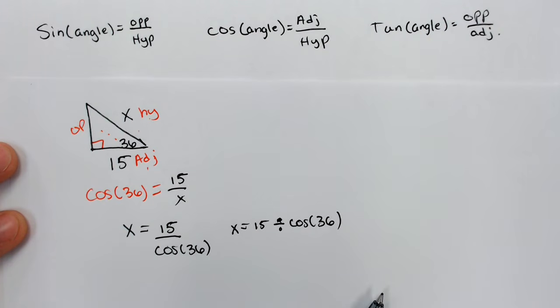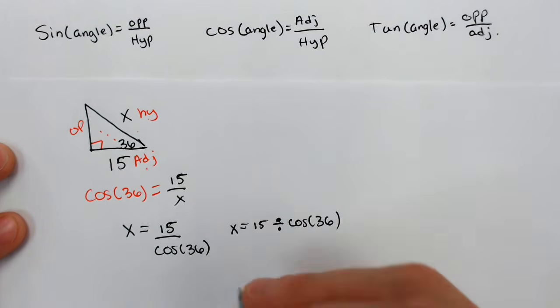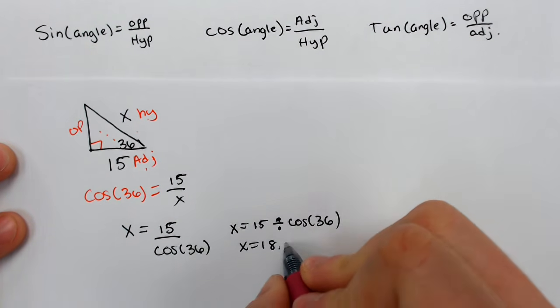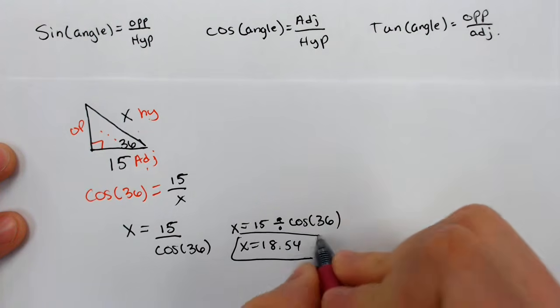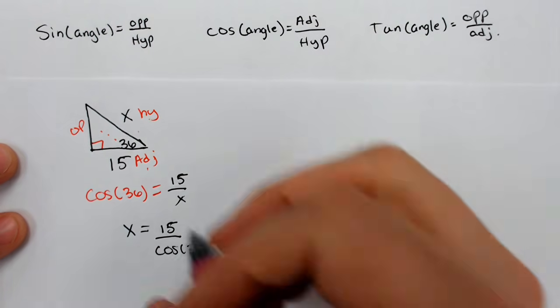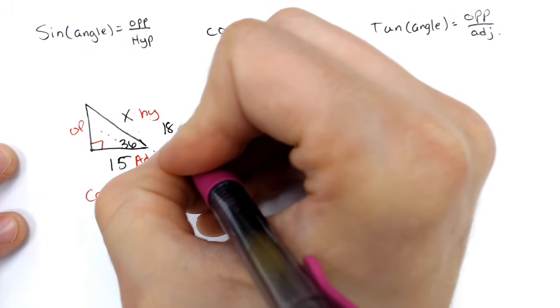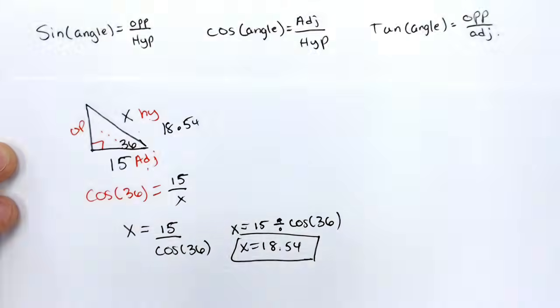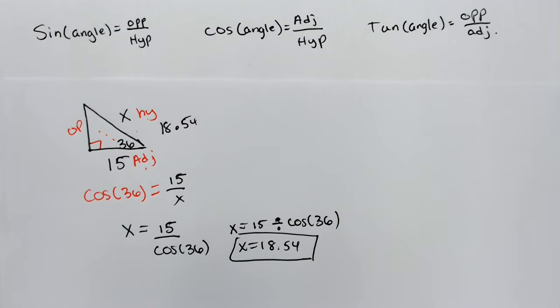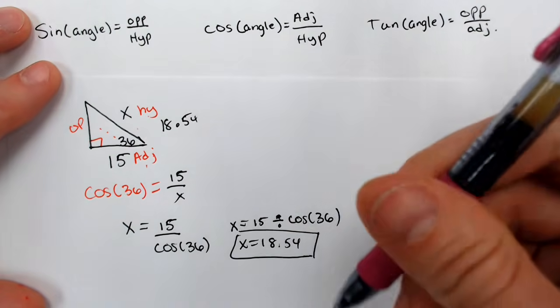So, I'm typing in 15 divided by cosine 36 equals 18.54. And that goes here for the hypotenuse, 18.54. One more like that, and we're wrapping this video up.